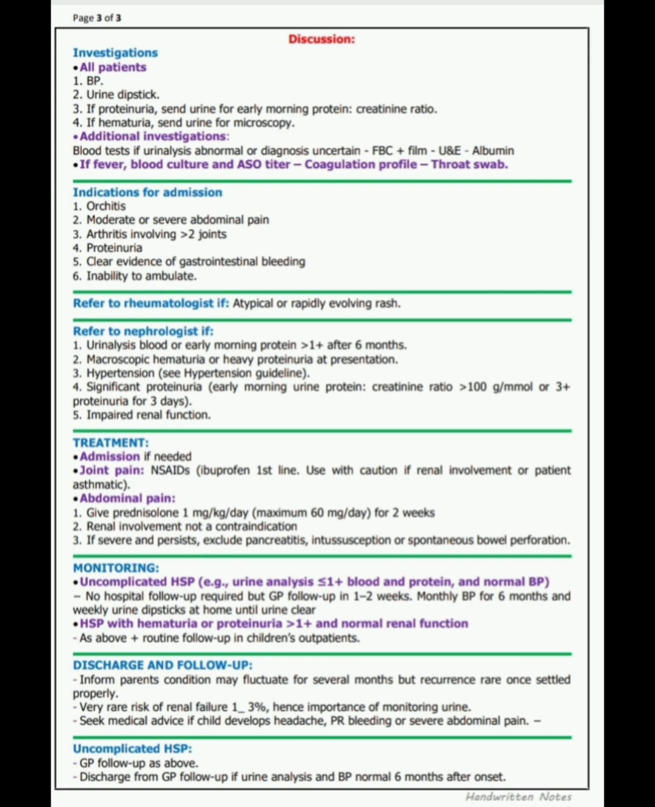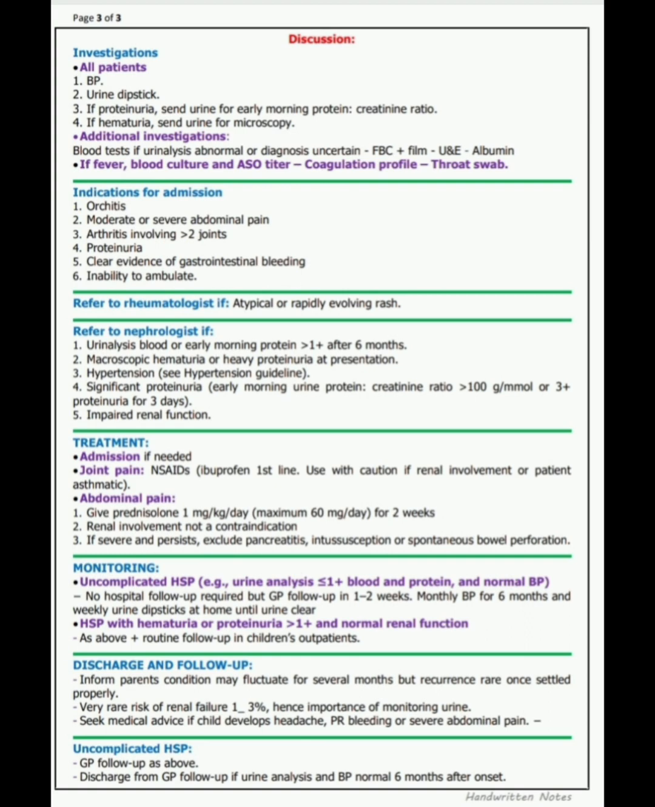That is number 1, urinalysis blood or early morning protein more than 1 plus after 6 months. Number 2, macroscopic hematuria or heavy proteinuria at presentation. Number 3, hypertension, see hypertension guideline. Number 4, significant proteinuria: early morning urine protein creatinine ratio more than 100 milligram per millimole, or 3 plus proteinuria for 3 days. Number 5 is impaired renal function. Now, treatment of Henoch-Schönlein purpura, that is admission if needed. So if needed, we give the treatment, otherwise supportive treatment, we all know that.